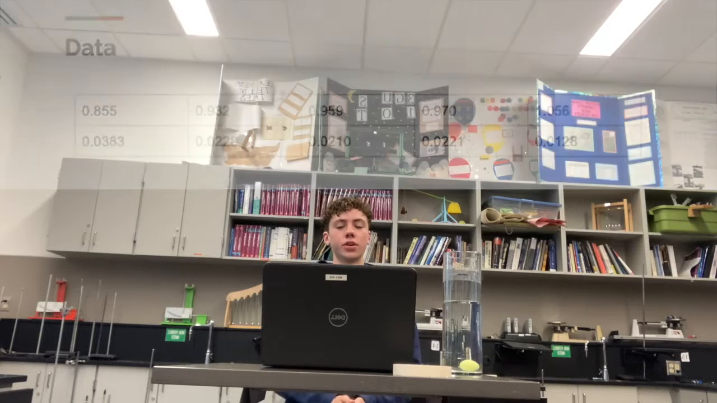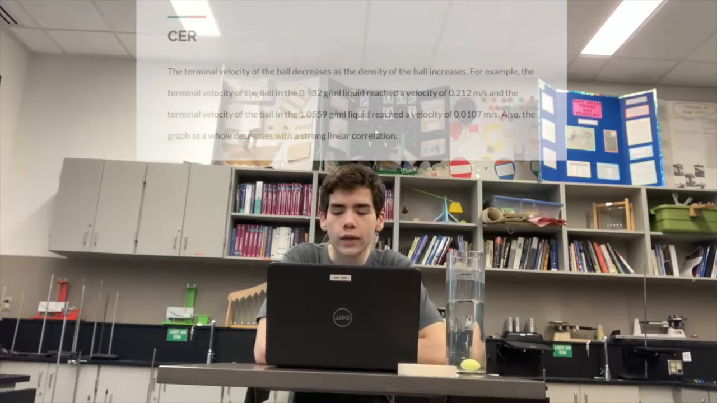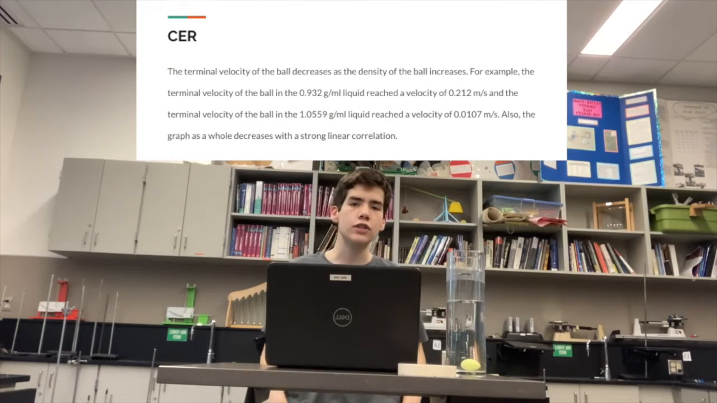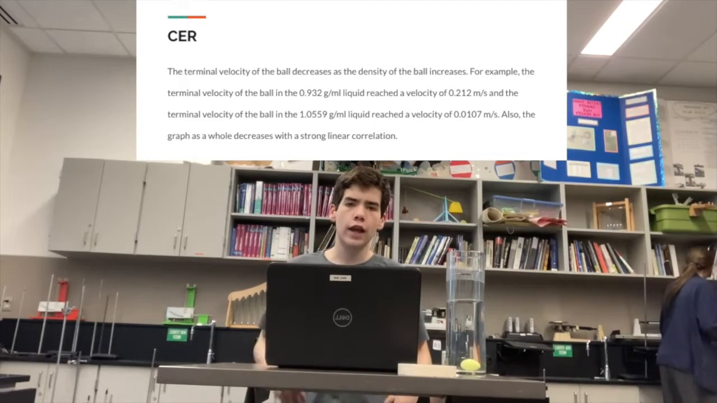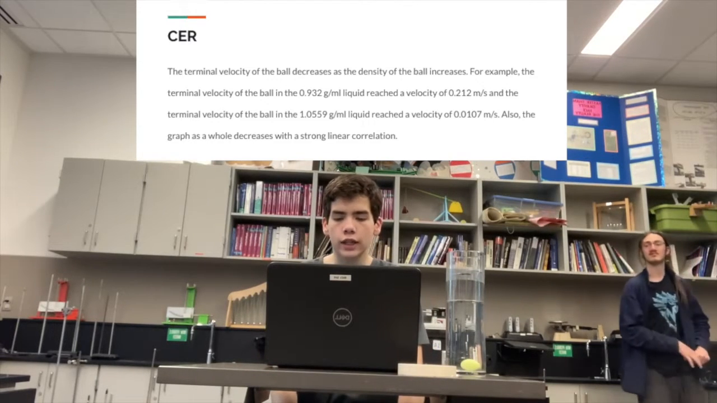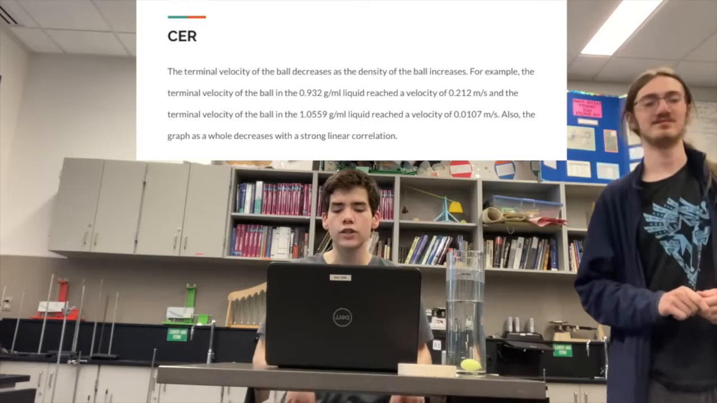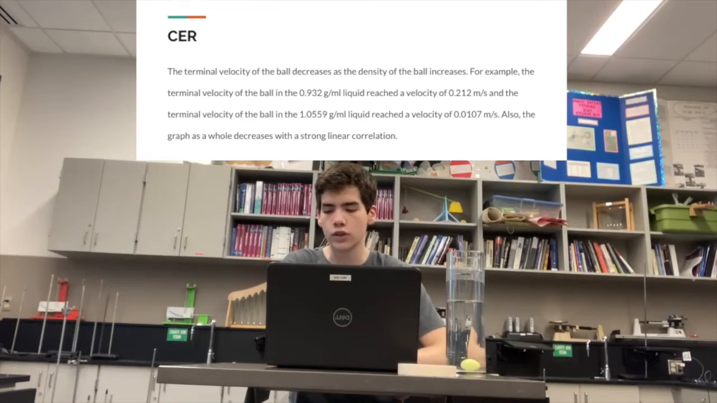And here's a graph of all of our data points. As you can see, there is a negative linear trend. The claim is that as density increases, the terminal velocity will decrease. We have 2 data points to prove that. One data point where the density is lower at 0.932 grams per milliliter, and the velocity is higher, at 0.21 meters per second. And then another time, we increase the density to 1.0559, and the velocity decreased to 0.107. So this proves that if you decrease the density, you increase the terminal velocity.